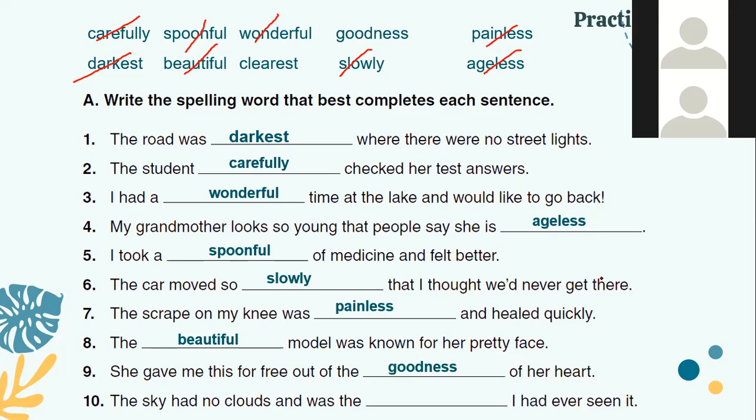The sky had no clouds. Miss. Karim, can you hear me? Yes, miss, I can hear you. Yalla, number 10. The sky had no clouds and the blank I had ever seen it. So it had no clouds. So it was what? Clearest. The clearest. Thank you, Karim Bitar.